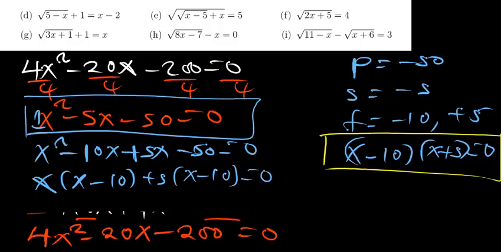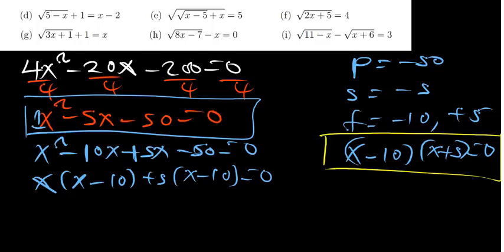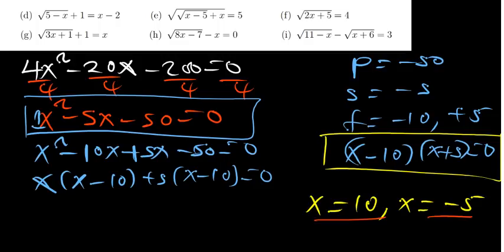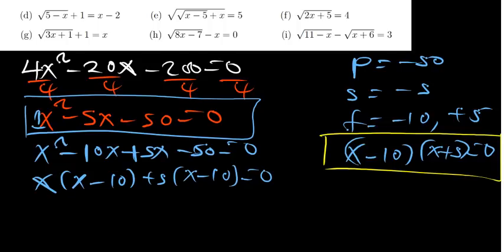Okay? So meaning that my x will be equal to 10 and another x will be equal to negative 5. Are we together there? I don't know if you are confused. Okay, perfect. But are we together up to this point?